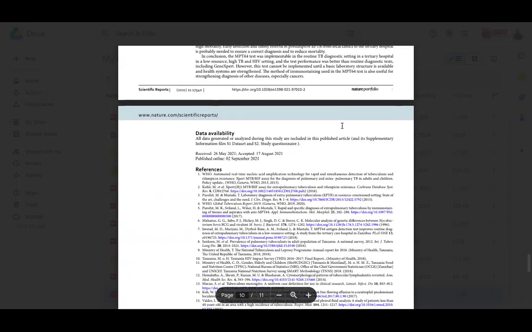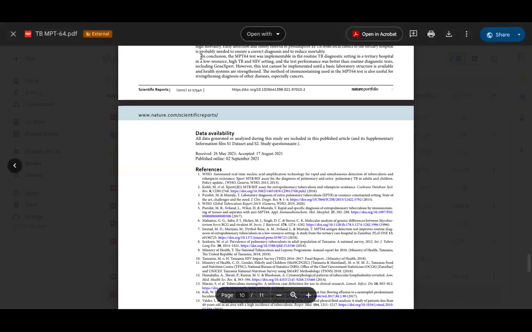Just have a look. This is an example of how we use statistics to conclude whether the MPT64 antigen is good for the analysis of extrapulmonary tuberculosis or is not good to go. So the conclusion is very important. In conclusion, the MPT64 was implementable in routine TB diagnostics in tertiary and low resource settings. However, this test cannot be implemented until a basic lab structure is available and health systems are strengthened.